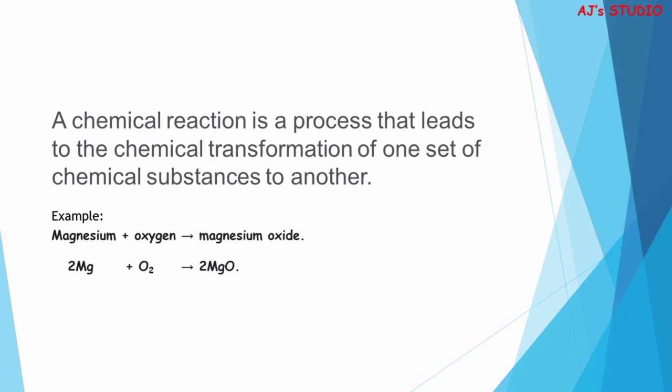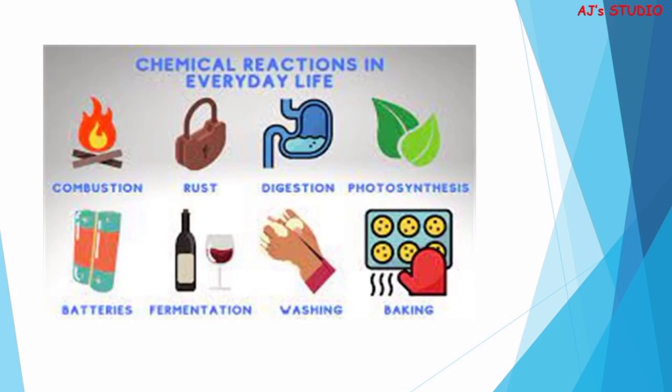Now let's see a few more examples of chemical reactions that happen in our day-to-day life. A chemical reaction takes place when wood is burnt and during the process of rusting, digestion, photosynthesis, fermentation like we had discussed before, and in batteries.